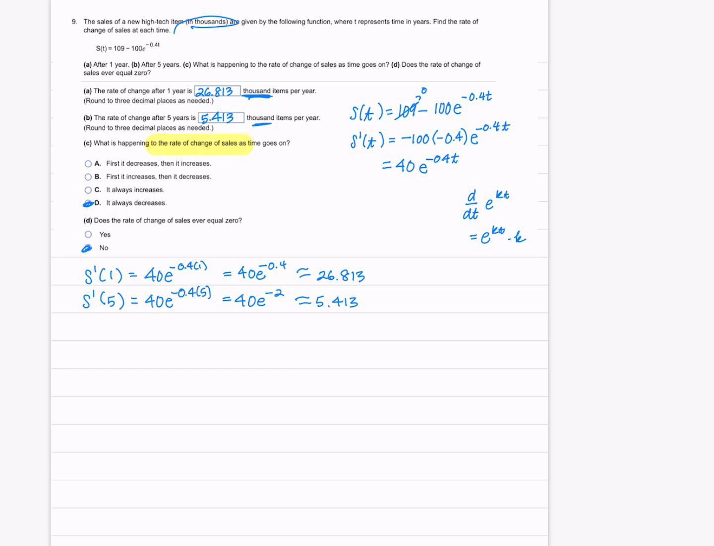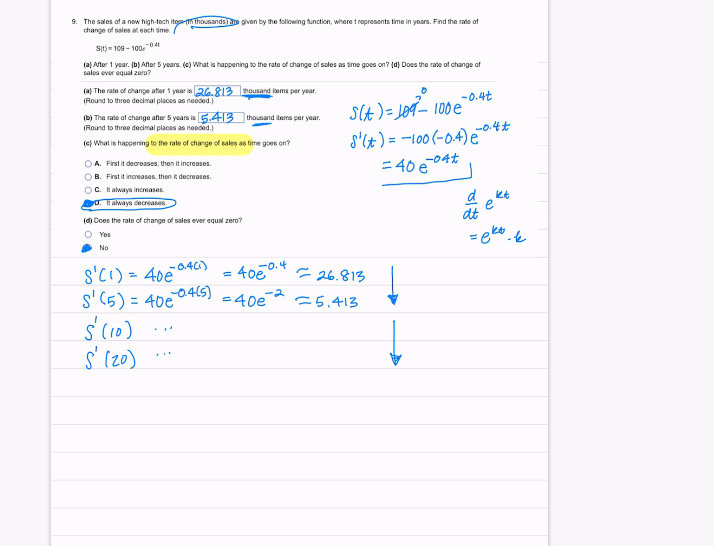So you can see that it's dropping here, and if you were to do another, say we did S prime of 10 and S prime of 20, right? If we did those, they would continue to go down. So it's going to always decrease. So that's the answer to this part. Now, does the rate of change of sales ever equal 0? The answer to that is no, and here's why.